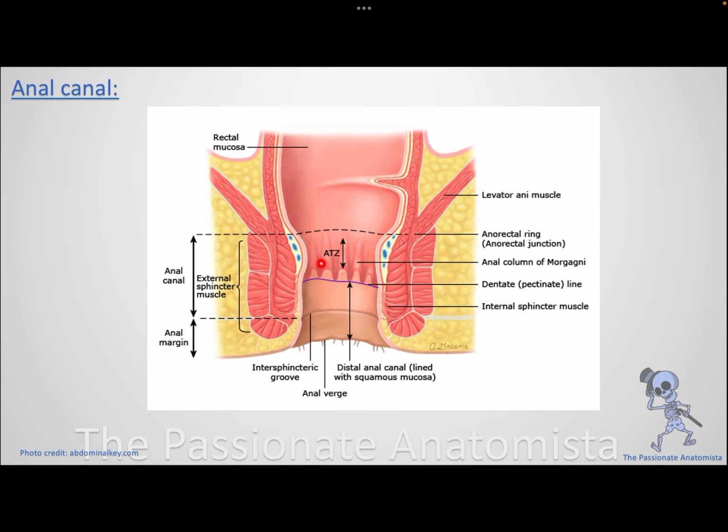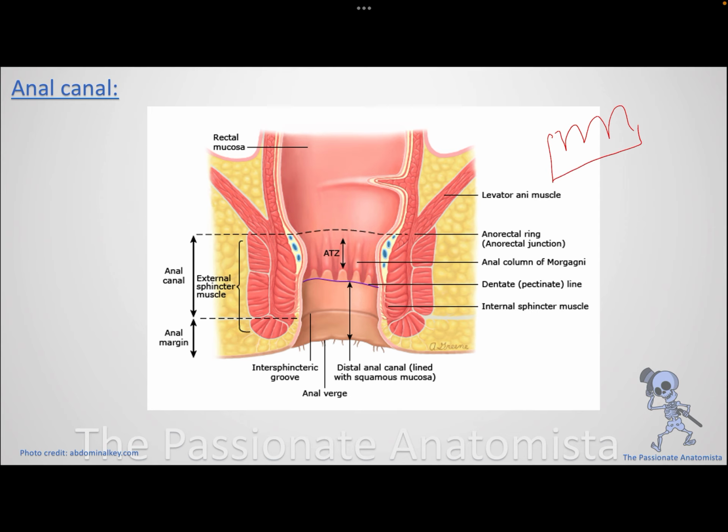Another thing is the blood supply. The upper half follows the hindgut, which comes from the inferior mesenteric artery, and the lower part is systemic, coming from the internal iliac and internal pudendal. So everything here follows the gut, and everything here follows the skin. All right, so here we have the pectinate line. Why do we call it the pectinate line? It's the line between the hindgut and the proctodeum origin, and it looks like a comb.